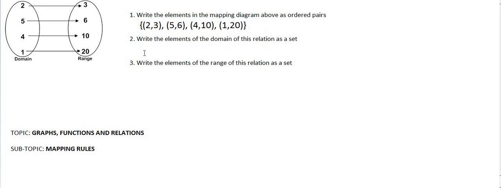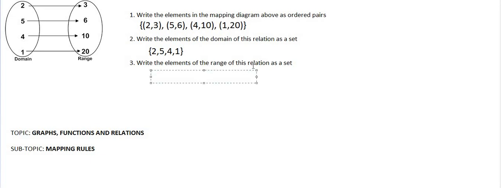All right. Next question says write the elements of the domain of this relation as a set. So we're going to be writing the elements of the domain, and it has the domain circle already. This circle is labeled as the domain already. So you know that the domain is going to be the set of x values in a relation. So it's going to be 2, 5, 4, and 1. And that's it.